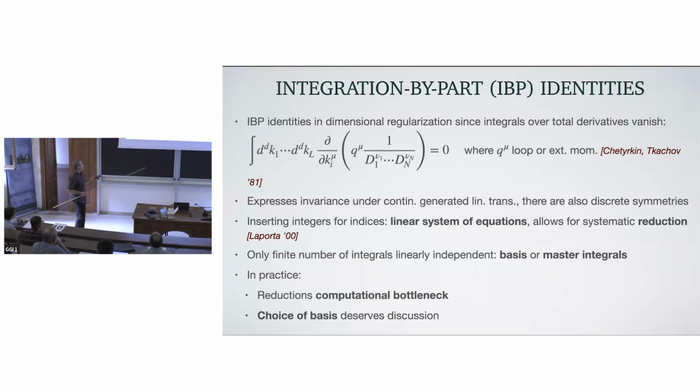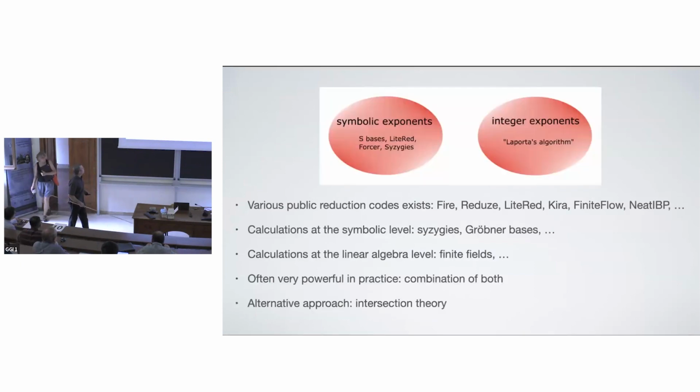The challenge in practice is that these systems get big. So maybe you have 10^9 integrals or something, and then formally you have to solve a 10^9 by 10^9 matrix, and as you can imagine, this can become a challenge. Of course, this matrix is totally sparse, so otherwise you couldn't do anything, but still, the exact way how you do it deserves discussion. And different approaches have been discussed in the literature.